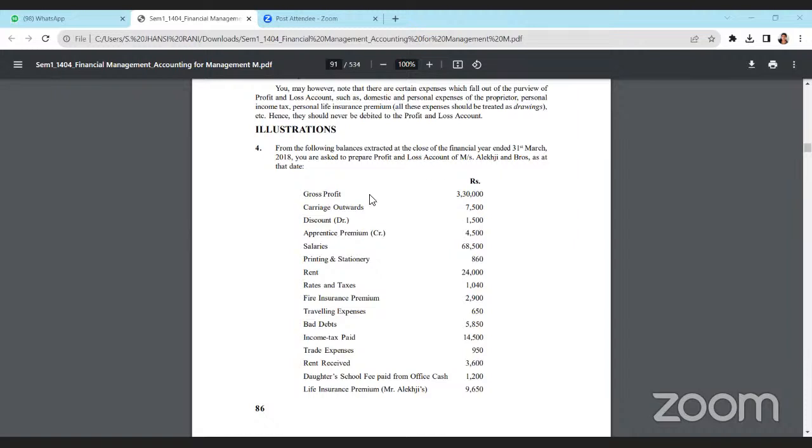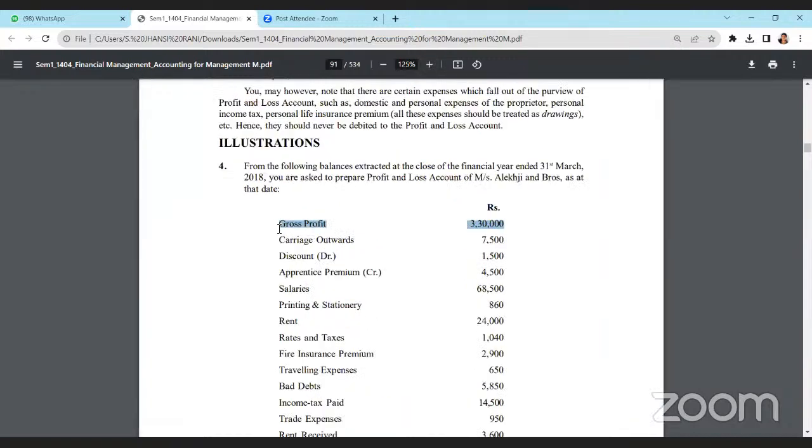Yes, ma'am. So this is the question where they given us some related information with regard to the profit and loss account, and they're asking us to find out profit and loss account. So what I said, in profit and loss account, always it starts either with gross profit or gross loss, which has been brought forward from trading account. So here they given already gross profit to us. If you can see here it is. So already gross profit is given.